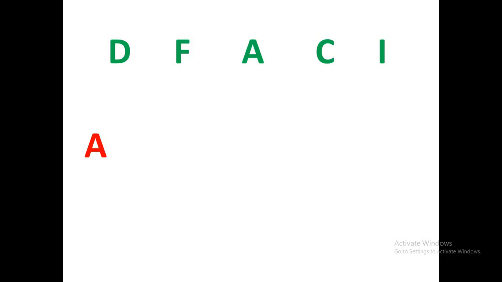Continue saying B, C. We have C in the list. So, now we will write C. Moving ahead, D. Even we have D in the list. So, we will write D. Continue saying E, F. We have F in the list. We will write F. G, H, I. We have I in the list. So now we will write I.